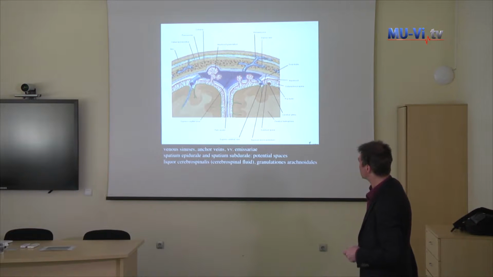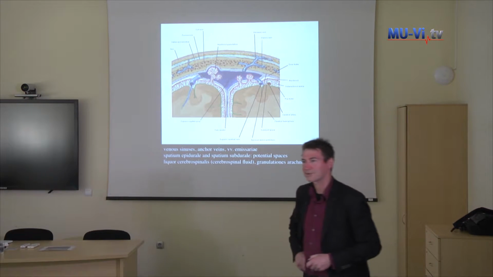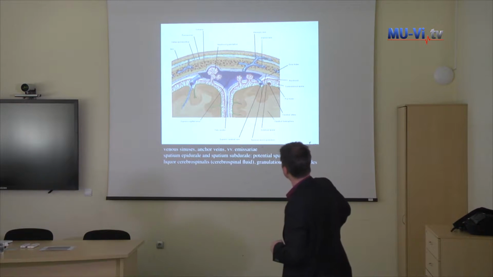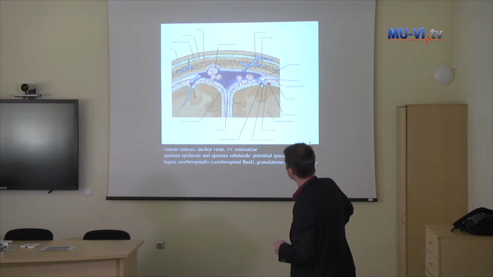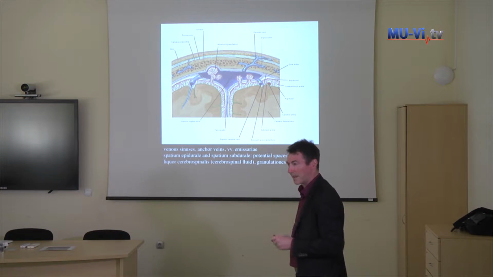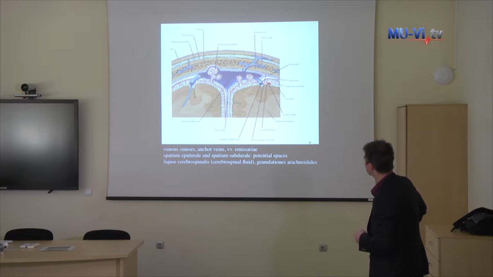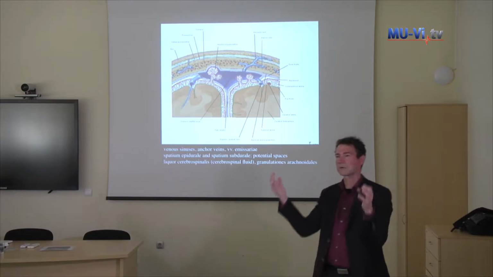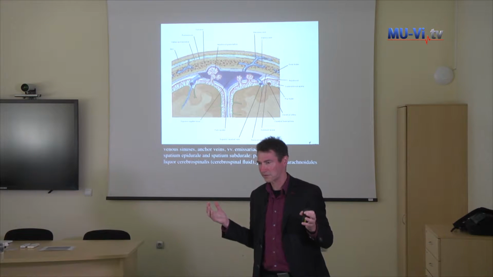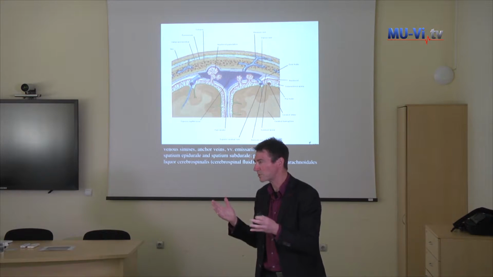Then, do you know the cerebrospinal fluid, the liquor cerebrospinalis? It is situated here. The liquor cerebrospinalis is situated in the subarachnoid space. And this means that the blood vessels which run on the surface of the brain, arteries and veins, are directly surrounded by the cerebrospinal fluid. They're just in the middle of this cerebrospinal fluid.